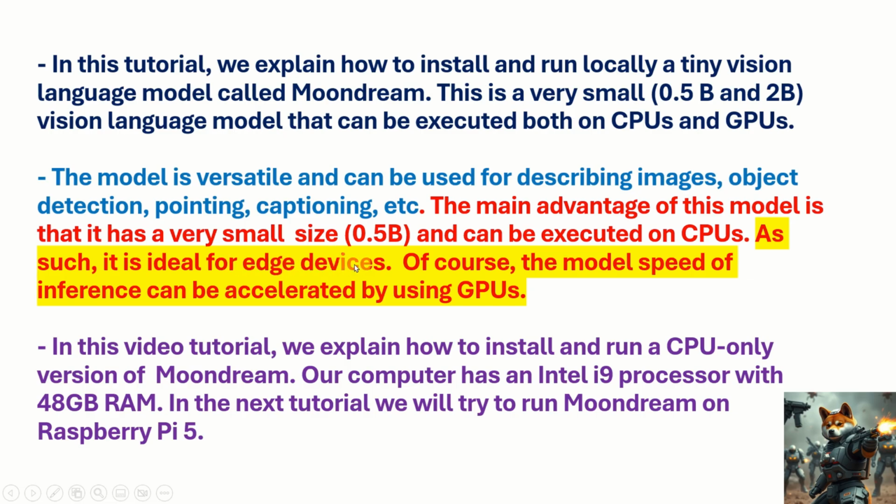Of course, the model speed of inference can be accelerated by using GPUs if you have a GPU on your system. In this video tutorial, we explain how to install and run a CPU-only version of Moondream. Our computer has an Intel i9 processor with 48GB RAM. In the next tutorial, we will try to run Moondream on Raspberry Pi 5.